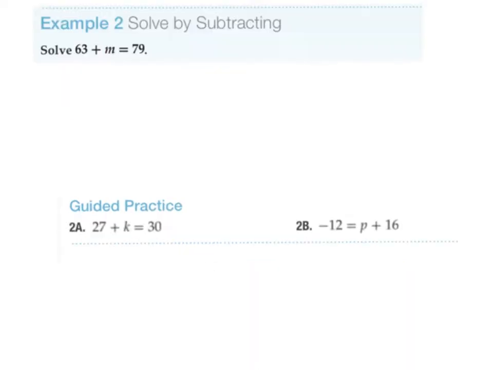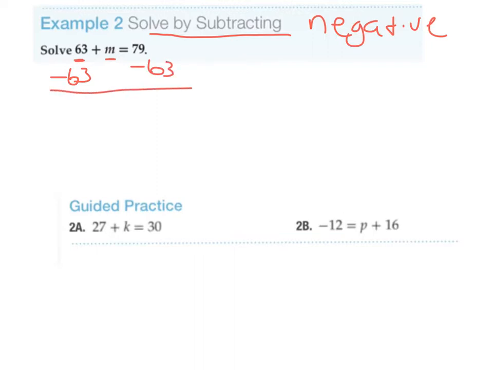These problems are one step, but this time we're going to be subtracting. But I like to look at it as taking a negative, because that's what we want to kind of get used to. So if I look over here, I have a positive 63 on the same side as the letter M. So I'm going to take a negative 63 on both sides. And so M then becomes a positive 16 when I add a positive 79 and a negative 63.